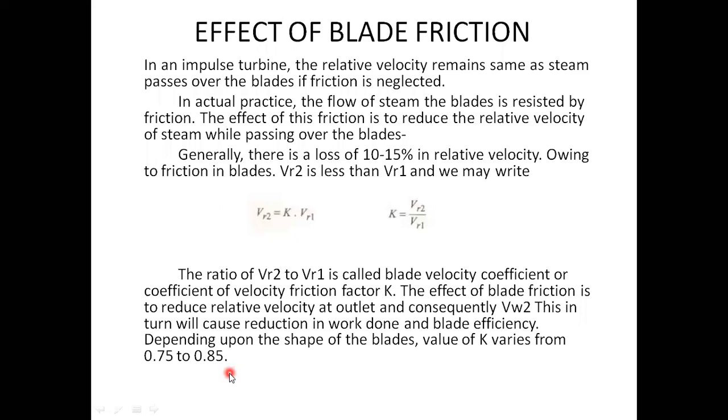efficiency. Depending on the shape of the blade, values of K vary from 0.75 to 0.85. Means here 10 to 15% loss due to friction. This is the coefficient of friction. VR2 equal to K VR1 means K equal to VR2 upon VR1.